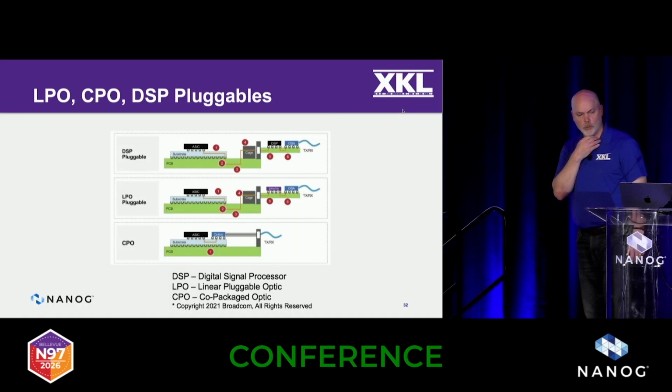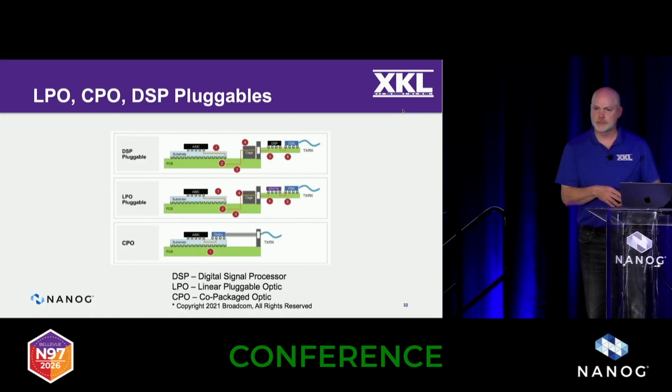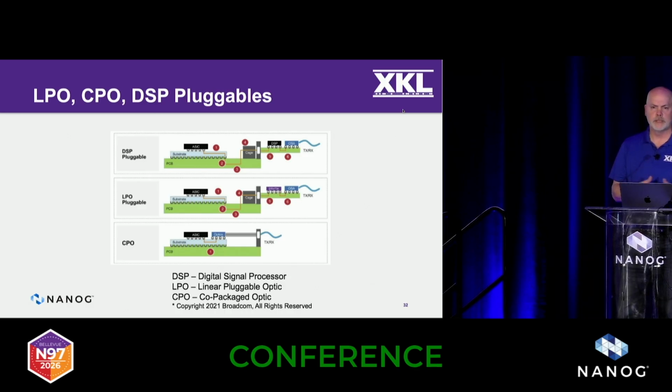So the LPO will work great as long as that ASIC, the Marvell chip or whatever you're using, can handle recovery of those signals, right? So we can take some of that complexity out of the pluggable and put it onto the board. And the CPO, even more. Now we're actually putting the optics on the substrate with the ASIC. So now you just have a front panel plug. There's nothing there. There is no pluggable.